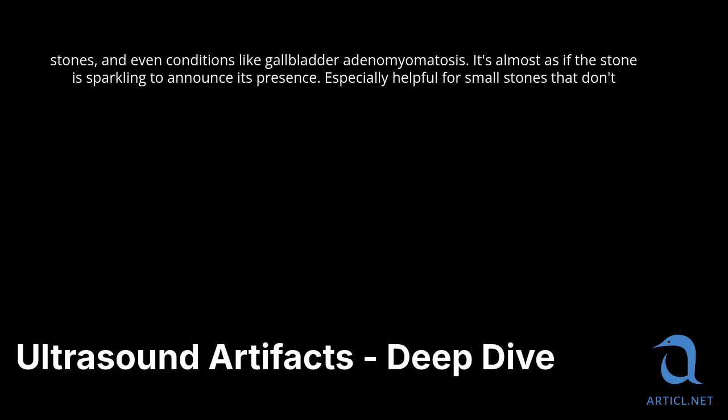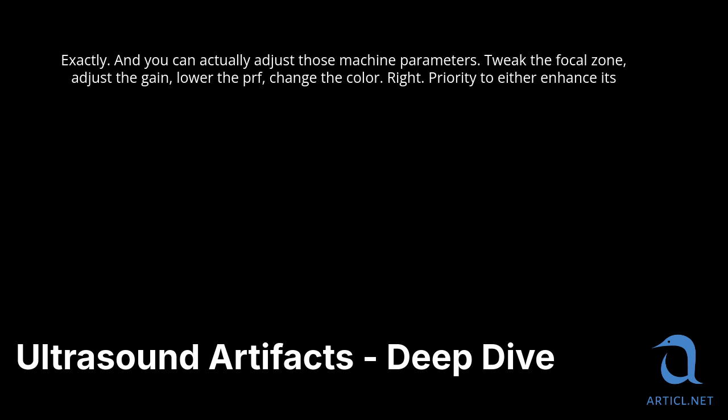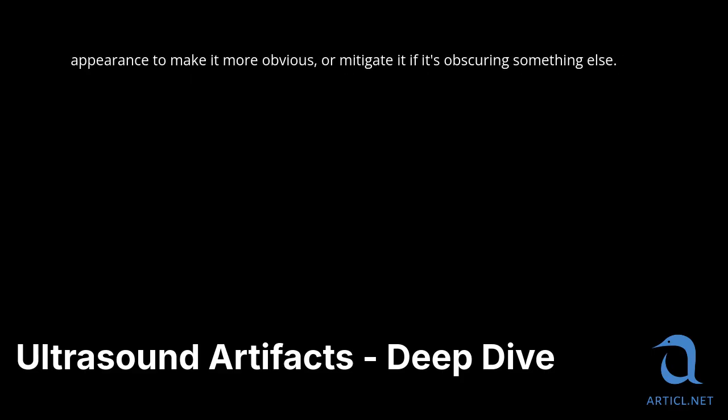It's almost as if the stone is sparkling to announce its presence, especially helpful for small stones that don't shadow clearly. So you can use the artifact to your advantage. Exactly. And you can actually adjust those machine parameters: tweak the focal zone, adjust the gain, lower the PRF, change the color write priority to either enhance its appearance, to make it more obvious, or mitigate it if it's obscuring something else.